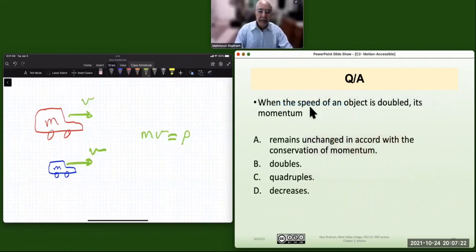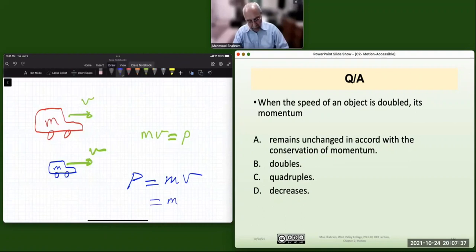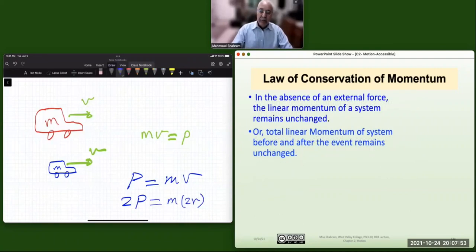When the speed of an object is doubled, what happens to its momentum? P is equal to mv. So the speed is doubled. Instead of v, we have 2v. The momentum is going to be 2p. It doubles. Simple.